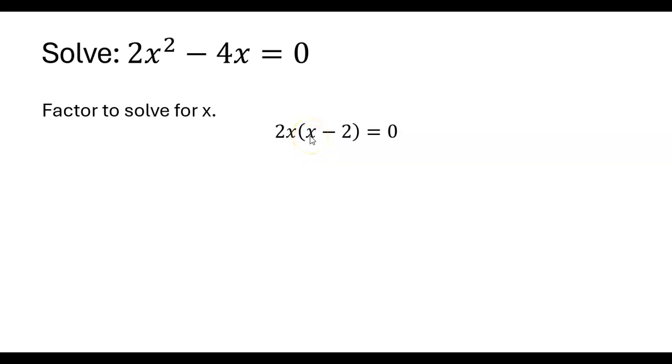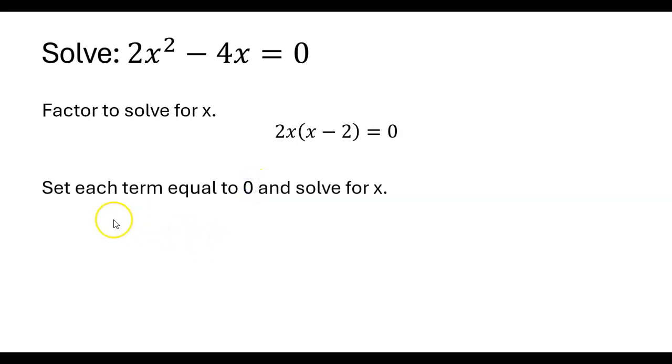So now I have a monomial 2x multiplied by the binomial x minus 2, but it works the same. I'm multiplying two things together. So I will set each term equal to 0 to solve for x. So my first term is 2x equals 0. The second term is the binomial x minus 2 equals 0. And therefore my two values are x equals 0 and x equals 2.